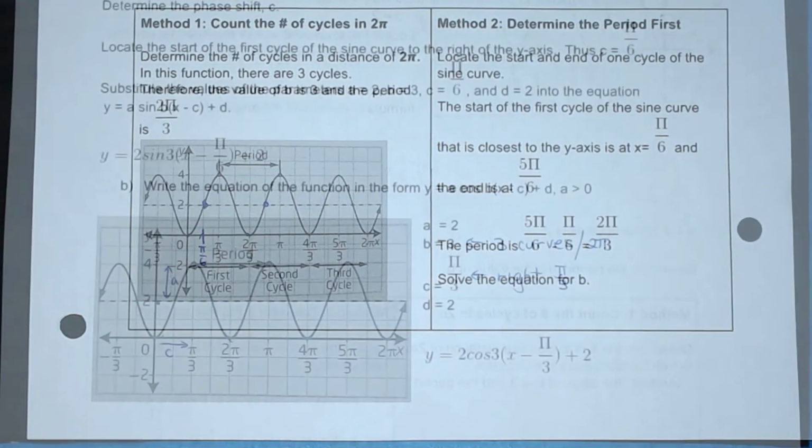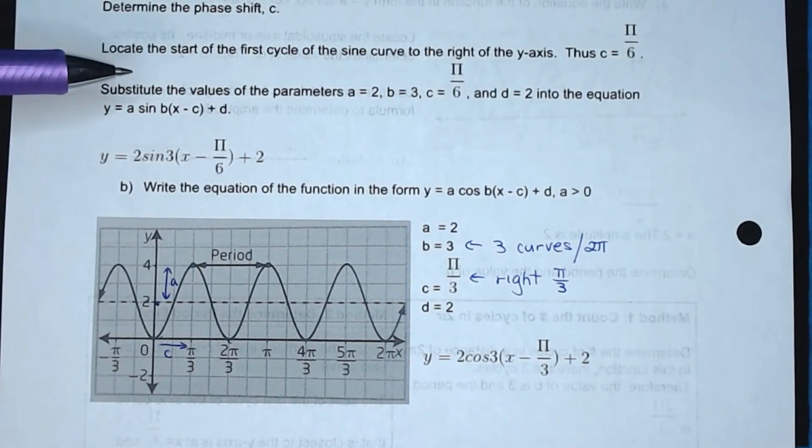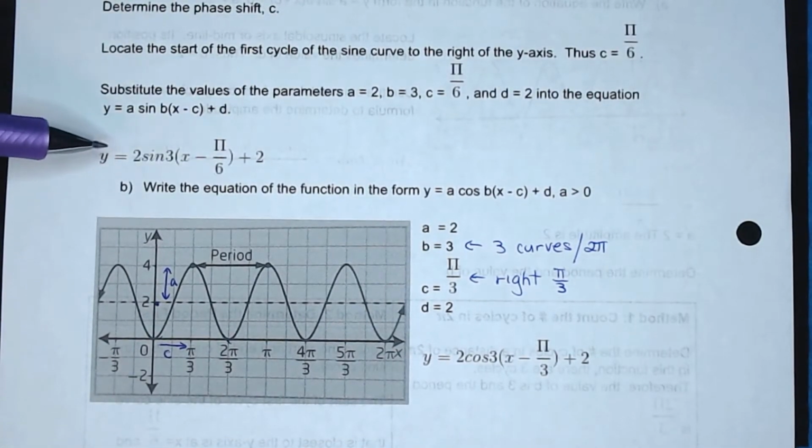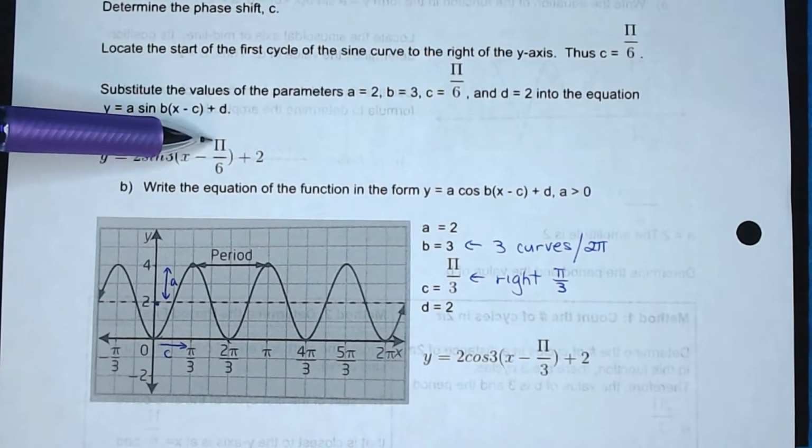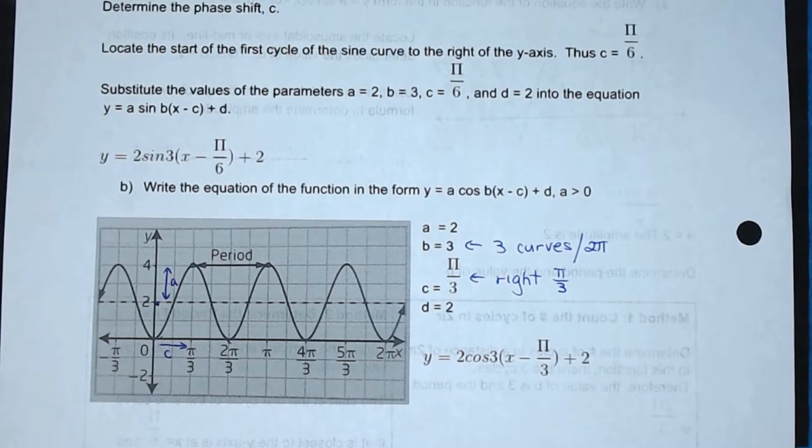You just need to look at the graph and find the value of where the graph does start compared to where it should start. Now that we have the values of a, b, c, and d, you just plug it into your formula and fill in your blanks. So 2 sine of 3 times (x minus pi over 6), plus 2 is our formula that represents that function.